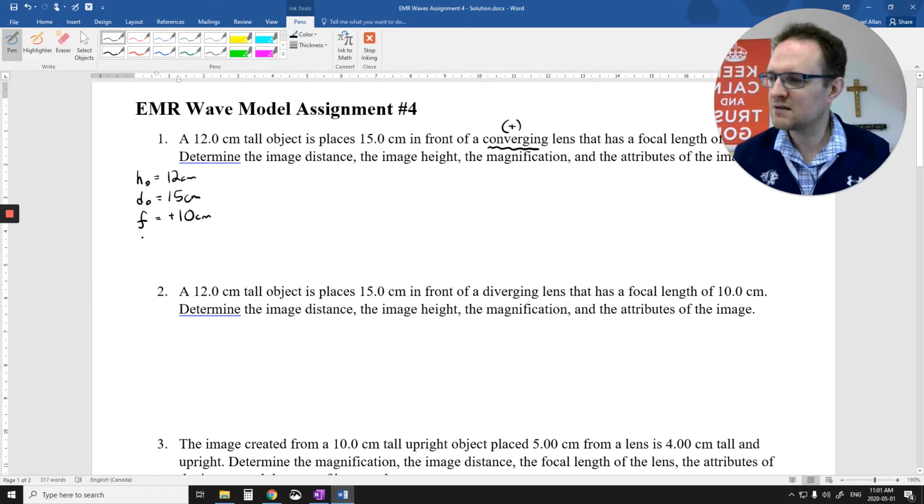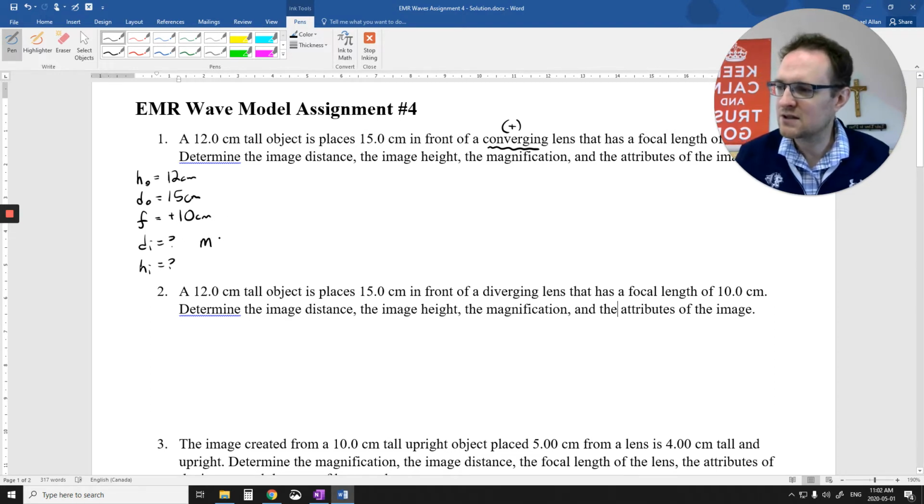Determine the image distance, so I want to find DI. The image height, so I want to find HI. I want to find the magnification too. And any of the attributes or characteristics, such as enlarged, diminished, inverted, erect, upright, or virtual and real. So all sorts of different things we can find there. So remember that lenses and mirrors follow the same formula as long as we talk about simple lenses compared to spherical mirrors. It should work out the same. So we're just going to rearrange this formula for 1 over DI. So we subtract over the 1 over DO.